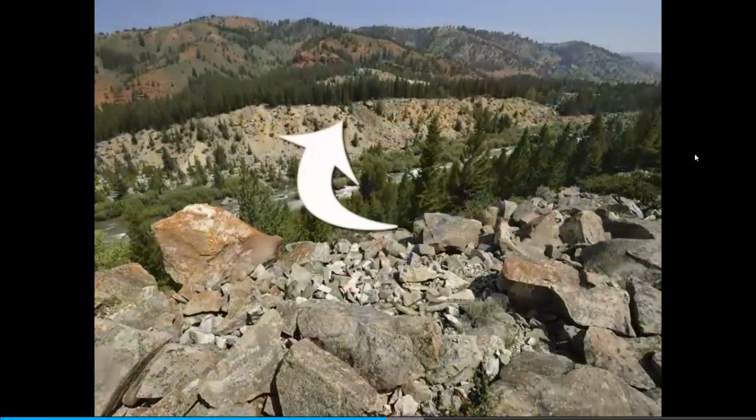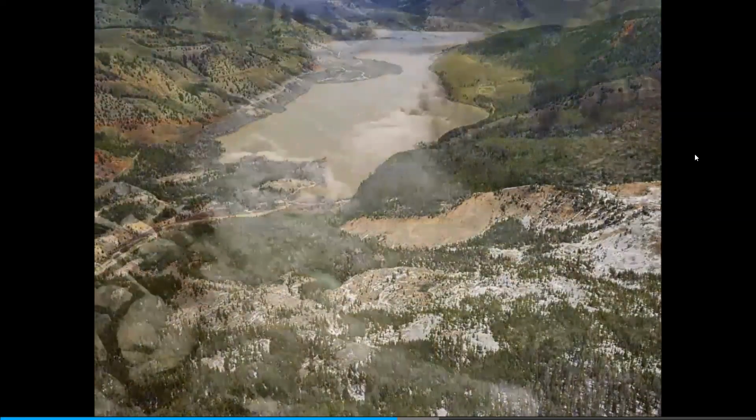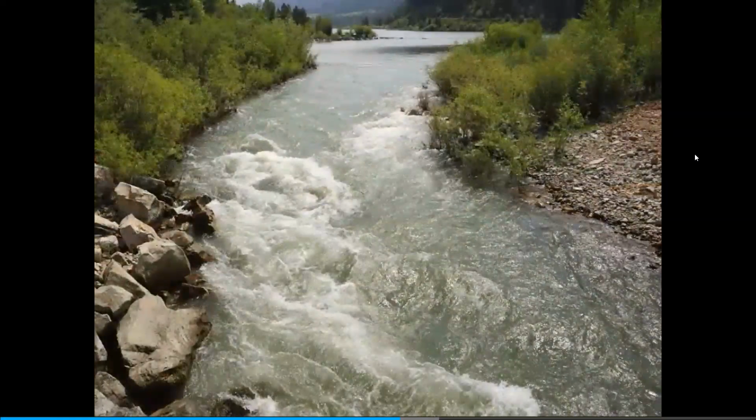The slide crossed the Gros Ventre River and raced up the other side of the canyon. The river was blocked, and a new lake quickly rose behind 200 feet of debris. Sadly, 6 people drowned 2 years later when the unconsolidated dam unexpectedly gave way, washing out the town of Kelly 6 miles downstream.